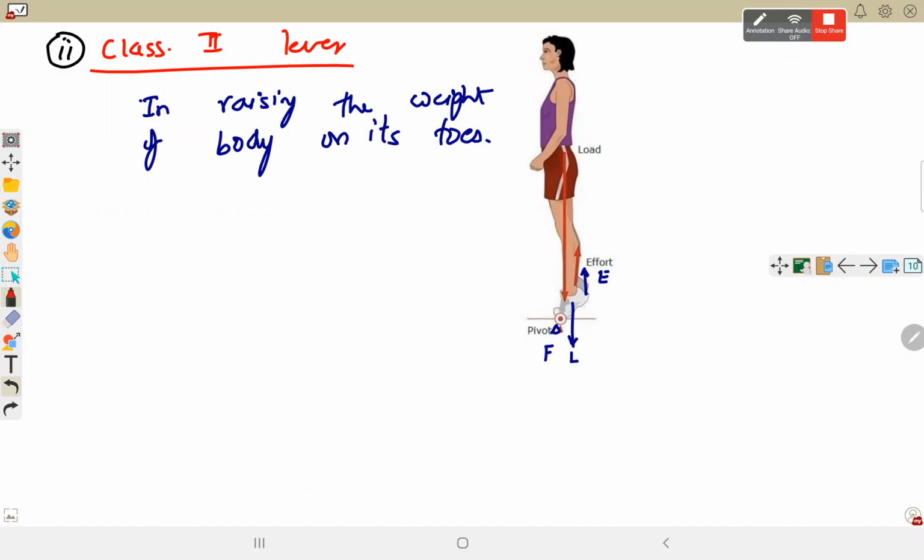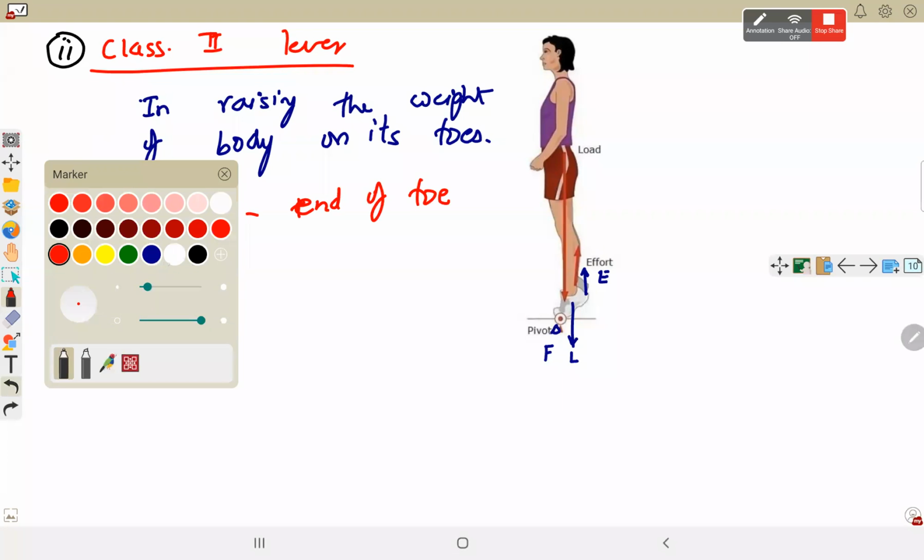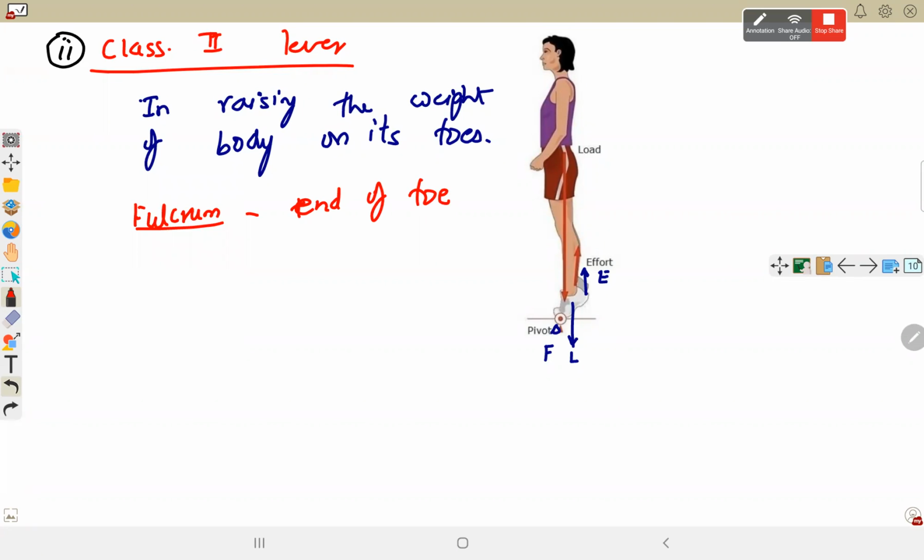Right? So in this case, which point is fulcrum? At toe? Fulcrum is at the end of the toes. And load is the weight of the body. दोनों में खड़े हो गए, एक पे तो खड़े नहीं हो गए. Weight of the body used trying this exercise. And effort is muscular force at the other end.